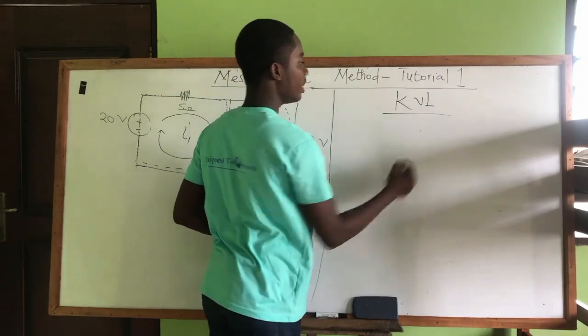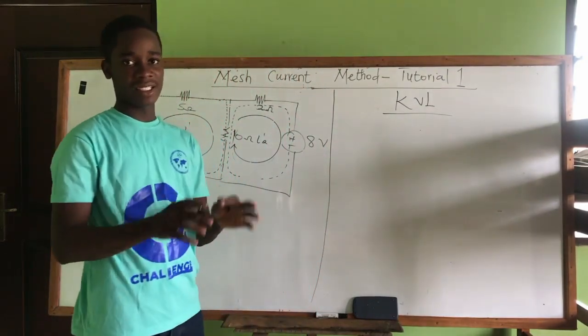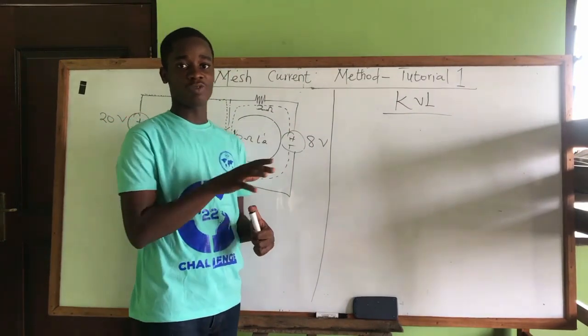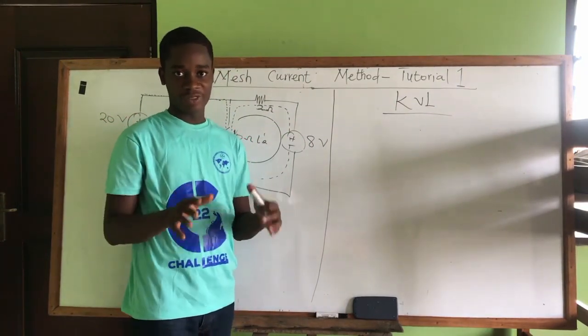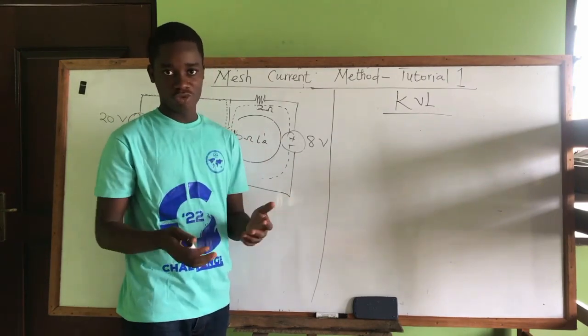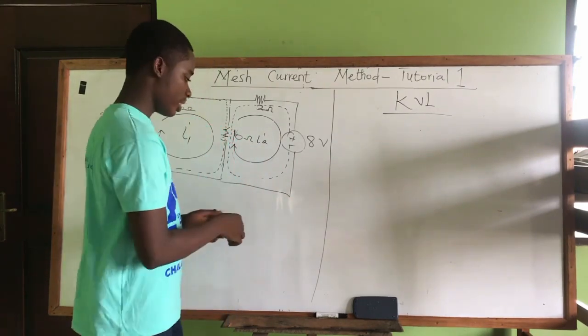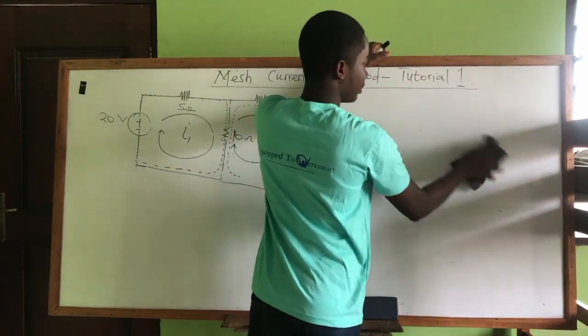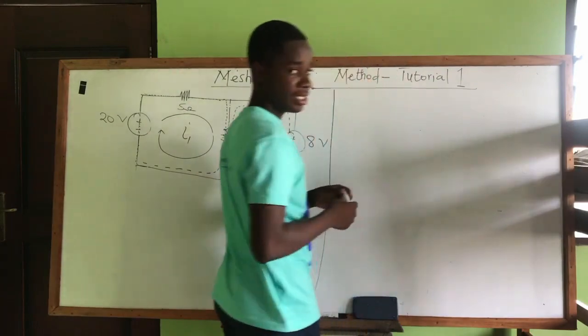We apply only the KVL in mesh analysis. So we are going to write KVL in each of the meshes you have. If you have 3 meshes, write KVL in each of them. If you have 4 meshes, do so. Okay. So in this diagram, we are going to write KVL in mesh 1. Then we write KVL in mesh 2.